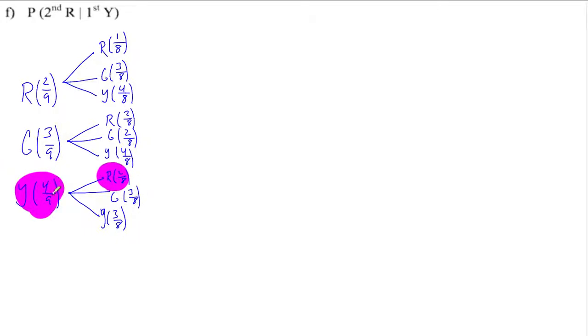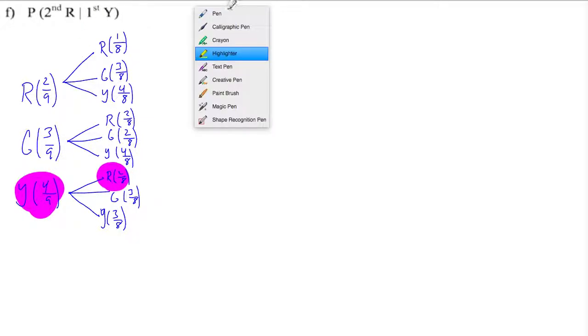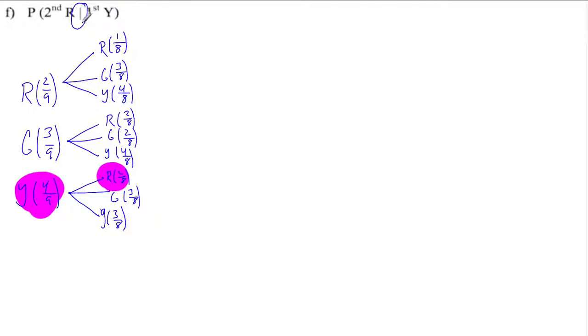Now here's the thing, it's not as simple as 4/9 times 2/8, because that's the probability of picking a yellow first and a red second. This vertical bar there means given. So it's given that the first is yellow.